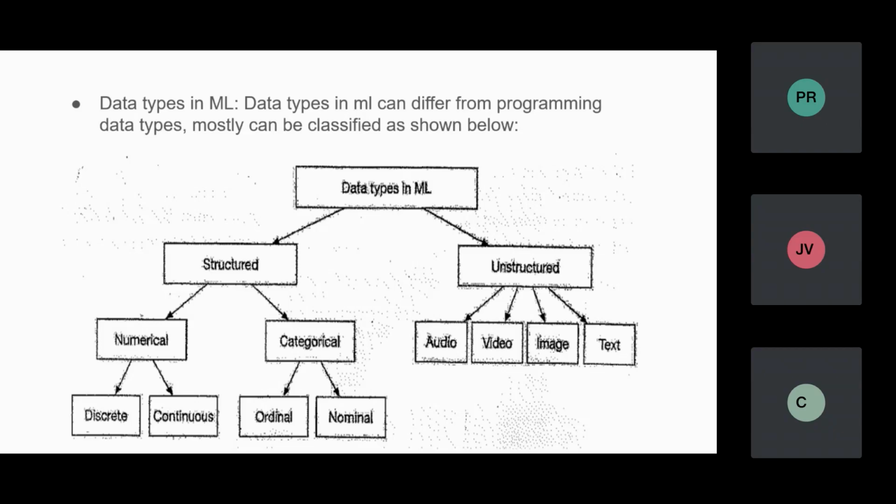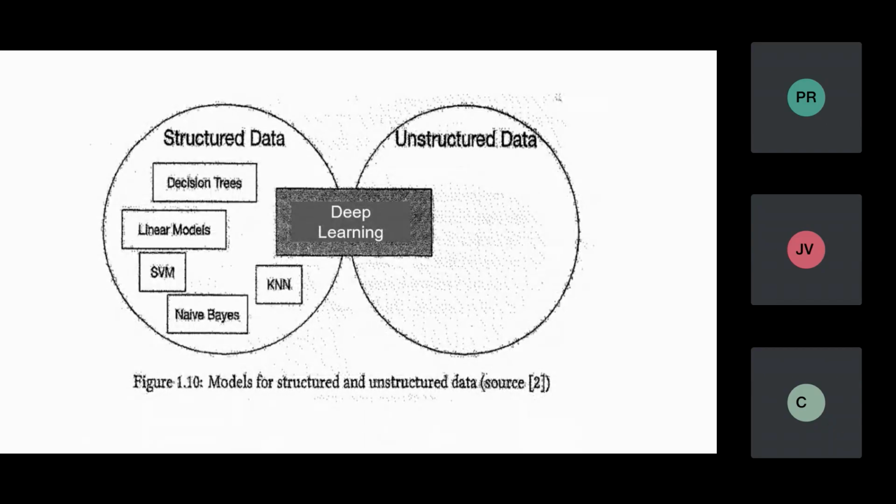For unstructured data, we have audio, video, image, and text, which are really hugely common types of data that we are familiar with. So here are some of the common models for structured data: decision trees, linear models, SVM, Bayes, KNN, etc.